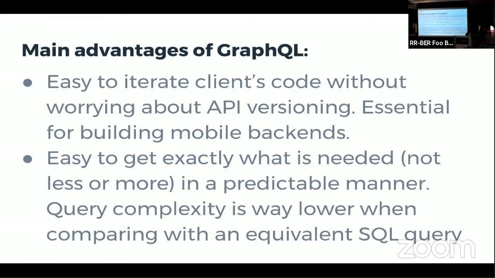So there are two main advantages of GraphQL. First of all, the ease of iteration of your client code. You don't have to worry about API versioning, you can just deprecate a field in your GraphQL schema. This property is essential for building mobile backends these days, but given service workers and all this fuss that we've got in front-end development these days, I think that this property applies to front-end development too.